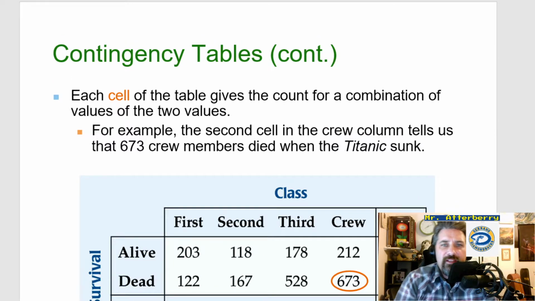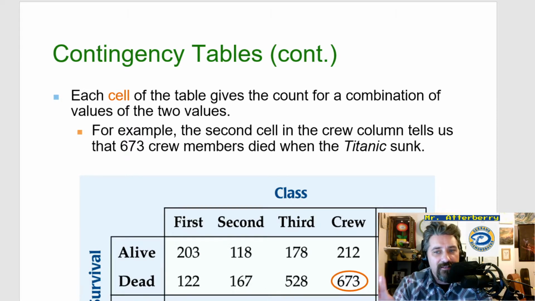More on contingency tables: what we call a cell is that individual count that's a combination of the two values. So you have one category of class, take a crew member, for example. You could also mix that with alive or dead, and then you have the individual cell of just that one item. We knew there were 885 crew members, but 673 had died. So that 673 is an individual cell that we can look at and compare to other cells.